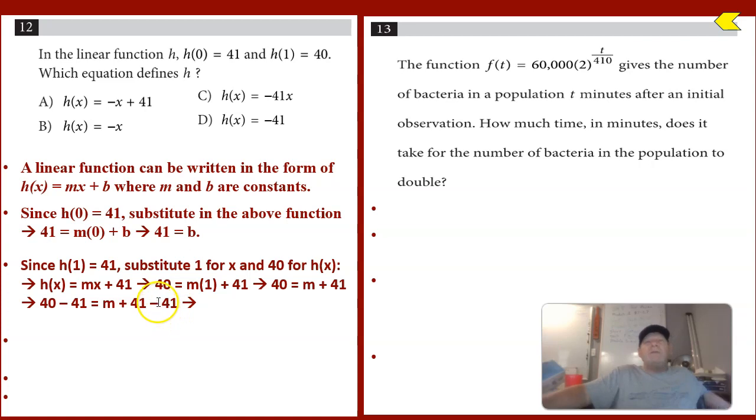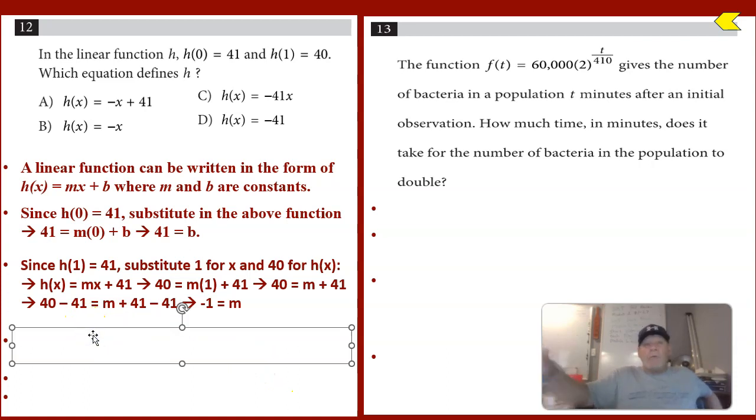I'm just doing this horizontally. Usually we do it vertically. I could have put it under here, minus 41 here, minus 41 here. Some books and some teachers will do it like this. This crosses out, and I have 40 minus 41, which is going to be negative 1. So my slope's negative 1.